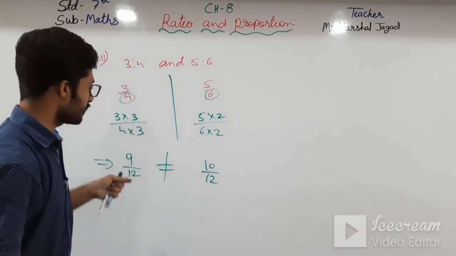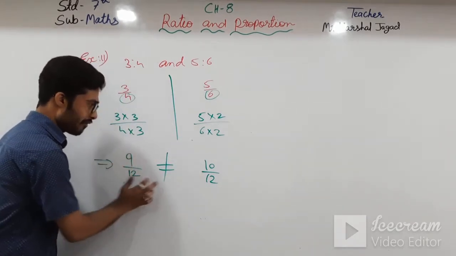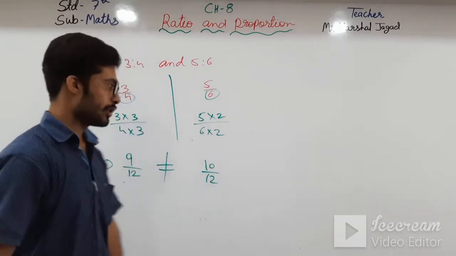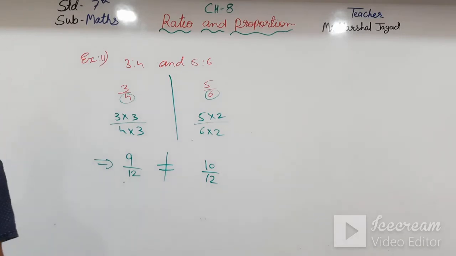You can see, students, if our answer were 10 by 12 and 10 by 12, then they are equal ratios. Here they are not equal ratios. Moving further, okay students, moving further to see example number 12.